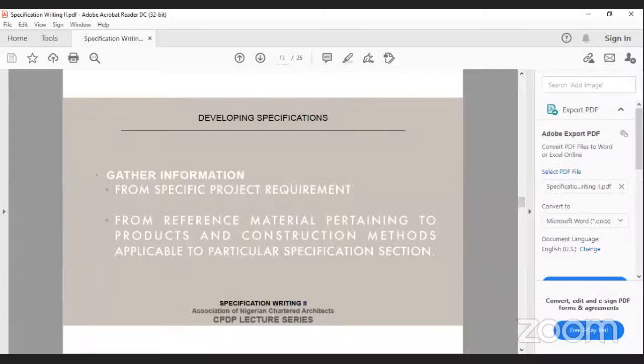with other products. Because remember that your project is bringing different products together to make one building or one project.